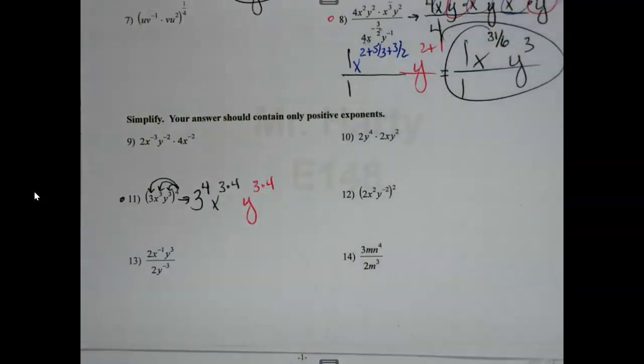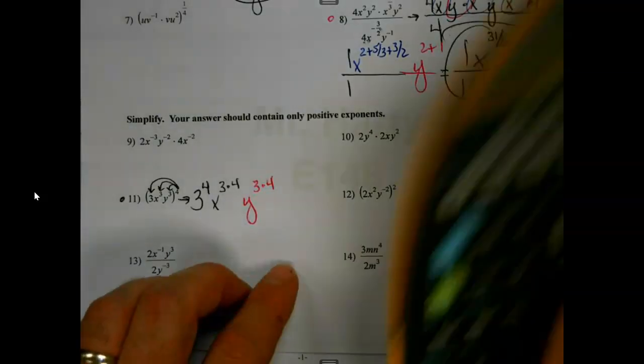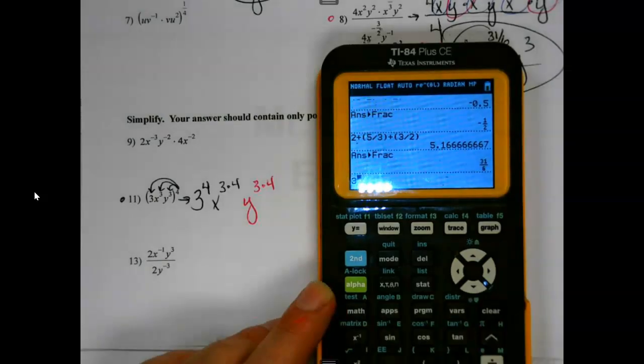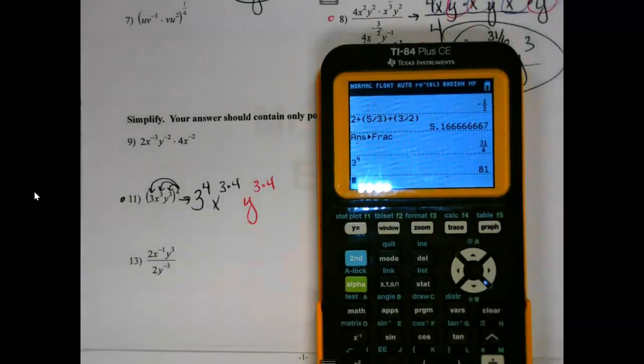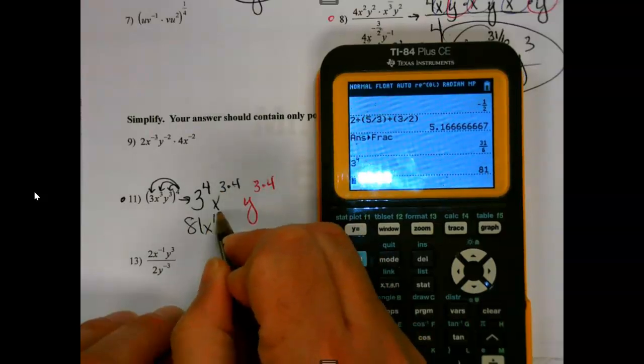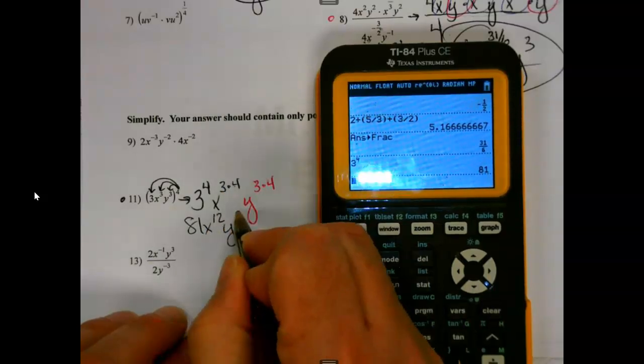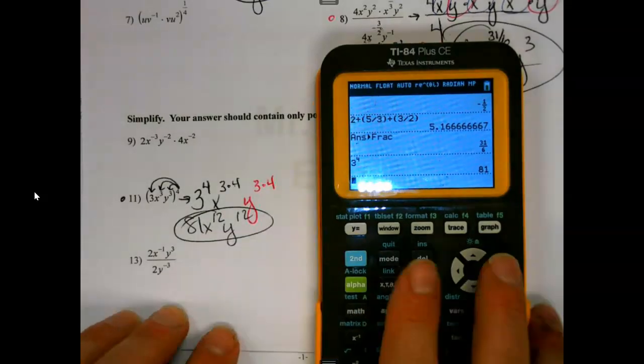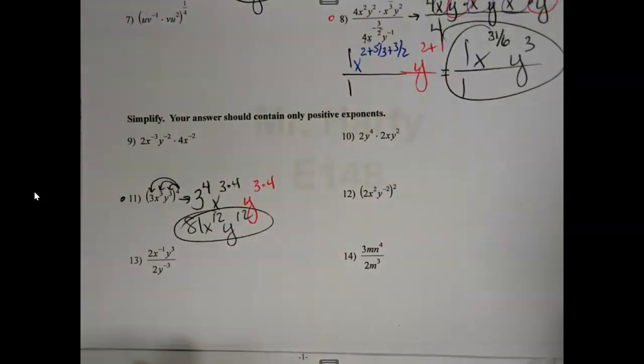And again, if you can do that in your head right away, go for it. 3 to the 4th power is 81. 3 times 4 is 12. And 3 times 4 is 12. And we're ready to roll. But again, make sure you don't have negative exponents in your answer. We got to flip them, we got to add them, we got to do whatever, but we got to make sure that we get them right.